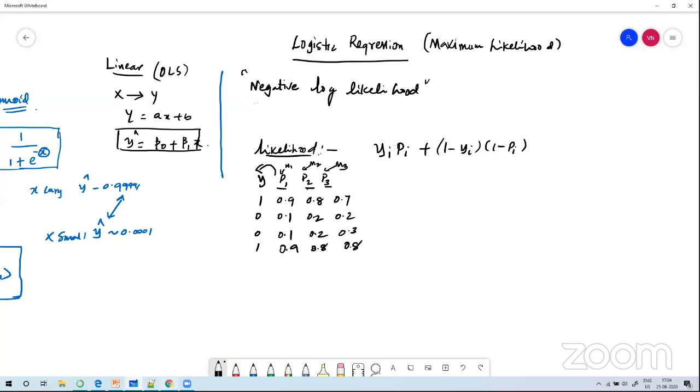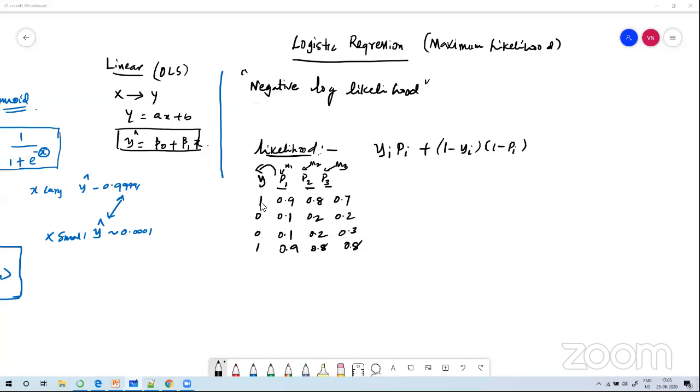I'll wait for the answer. Think of it. P1 is a set of probabilities. P2 is also a set of probabilities. P3 is also a set of probabilities. Out of P1, P2, P3, which one do you think is very, very close to your y? P1, right? Yes. Why? Look at the difference between P1 and y.